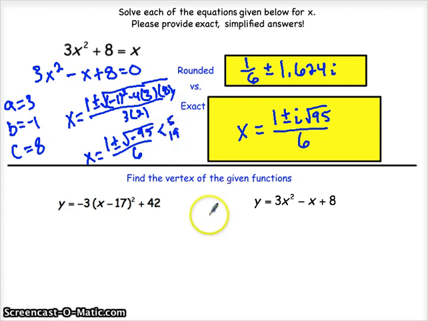Now, also on the calculator, though, we can find a vertex. Now, you'll notice that the equation on the left is in vertex form already. So we should already know that (17, 42) should be our vertex, which also means there's fairly large numbers.